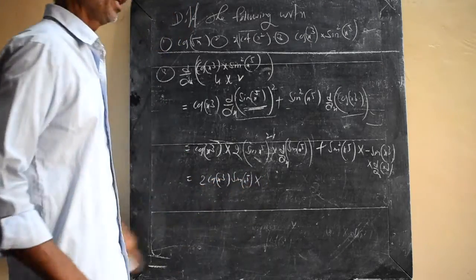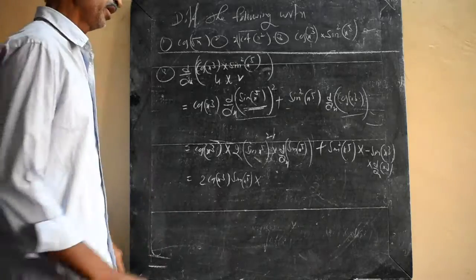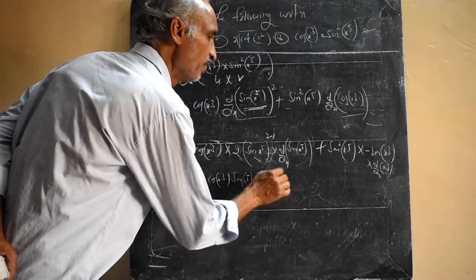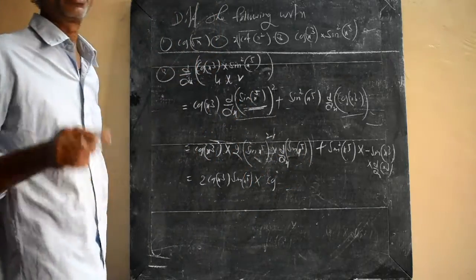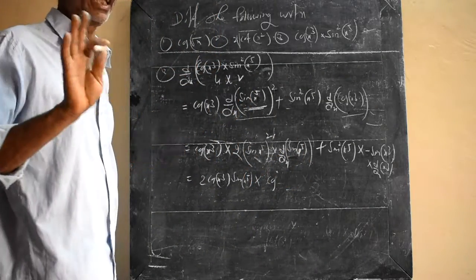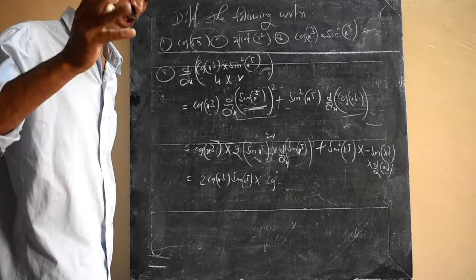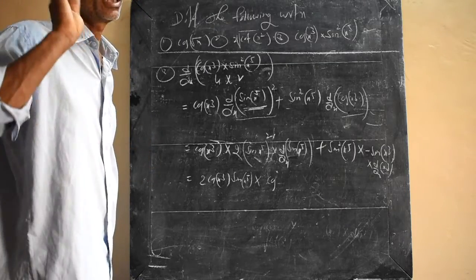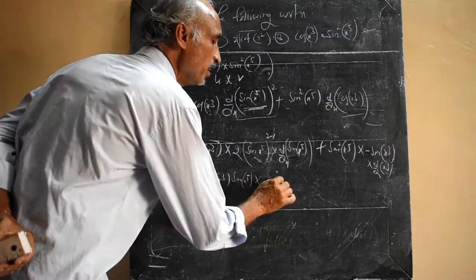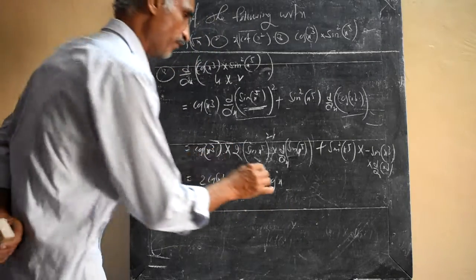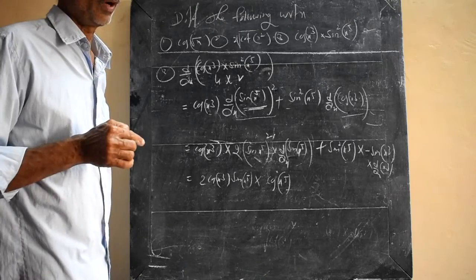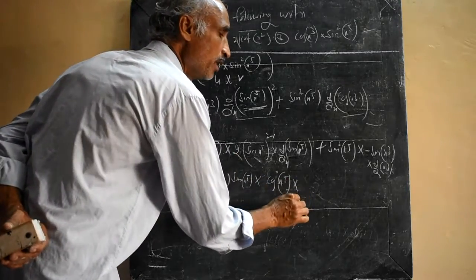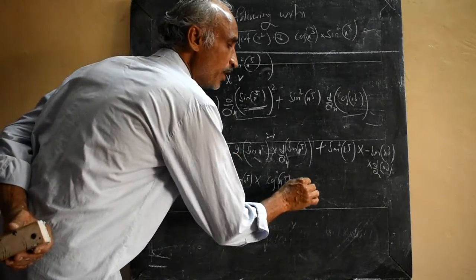Now tell me, what is the differentiation of sin x raised to 5? It is in the form of sin f of x, and x raised to 5 is to be taken as f of x. Sin x raised to 5 differentiation is cos f of x, that is cos x raised to 5, into d by dx of x raised to 5, which is 5x raised to 4.